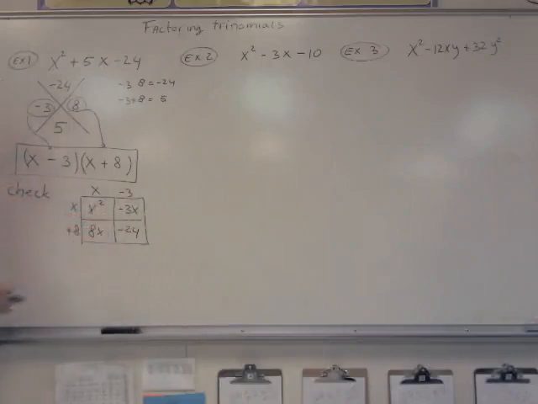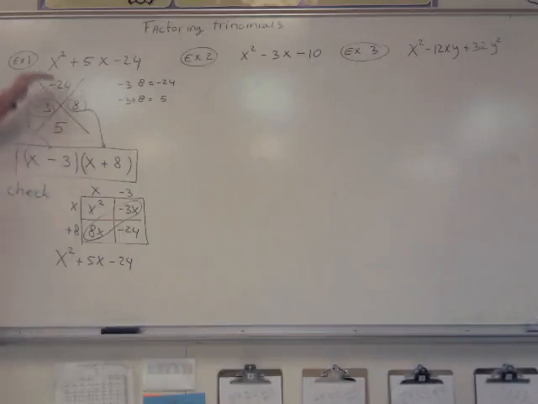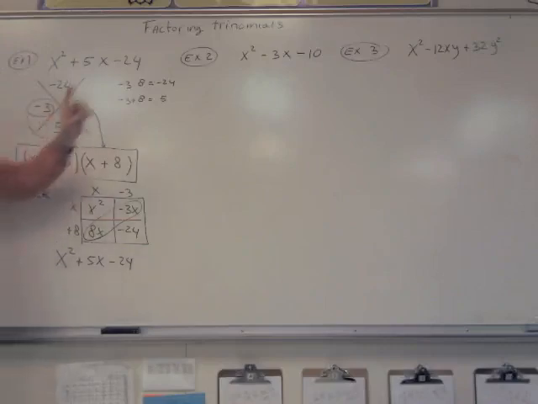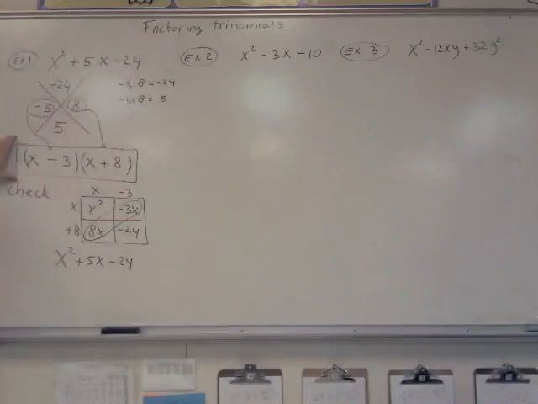Now we can write the product. We get an x squared. These two terms are like terms, so we can combine those, which gives me a positive 5x. And then my minus 24. So that is the same trinomial as we started off with. This product of binomials is the same as the trinomial we started with. So once more, for factoring trinomials, this is your final answer. This is the factored form of that trinomial.